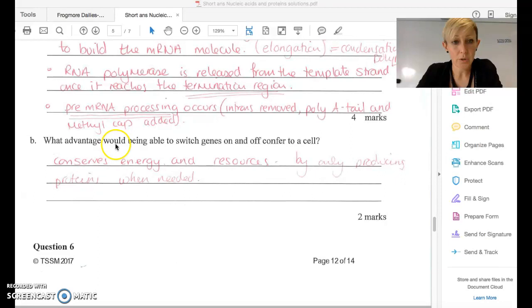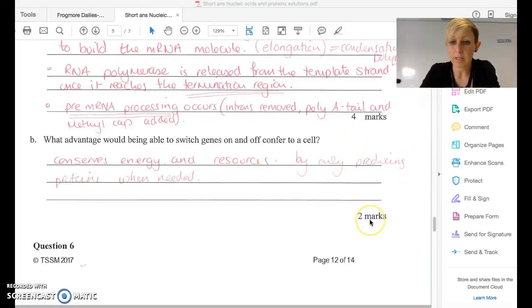Here: what advantage would being able to switch off genes confer to a cell? Notice this is a 2-mark question, so save energy is not enough. You're saving energy and saving resources. And why are you saving energy and resources? You're saving them because you're only making proteins when they're actually needed. So those were the 2 points here. Conserves energy and resources, 1 mark, and the how, producing proteins when needed.